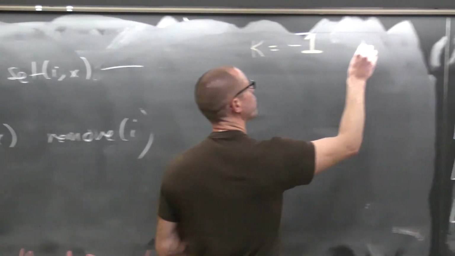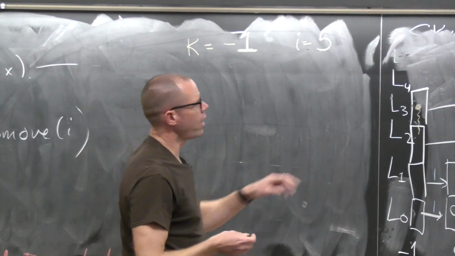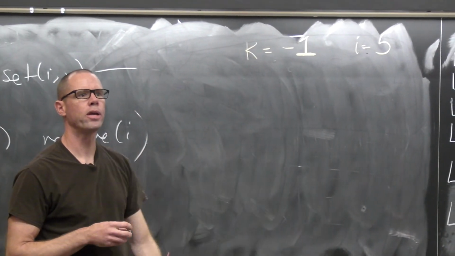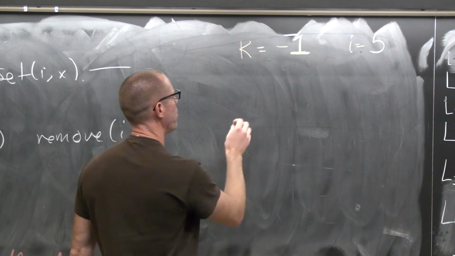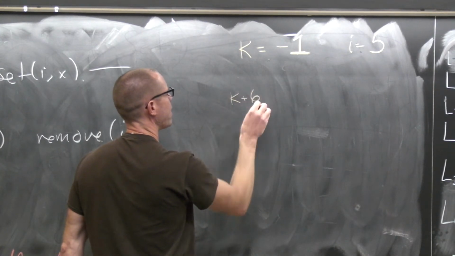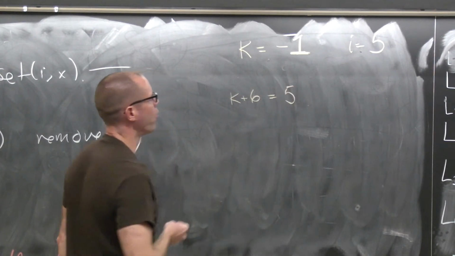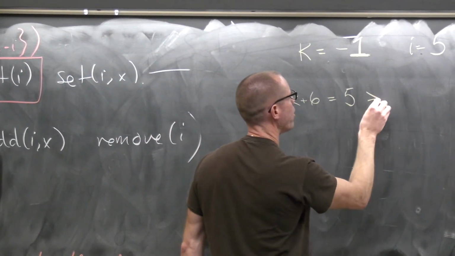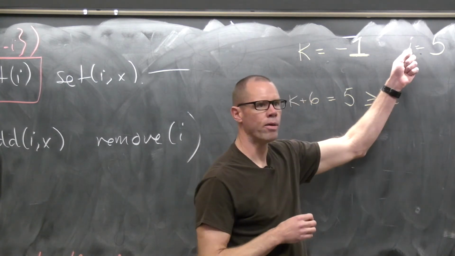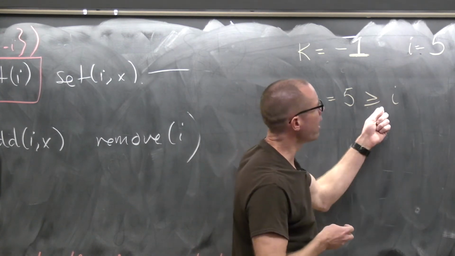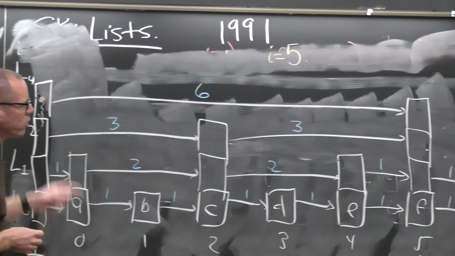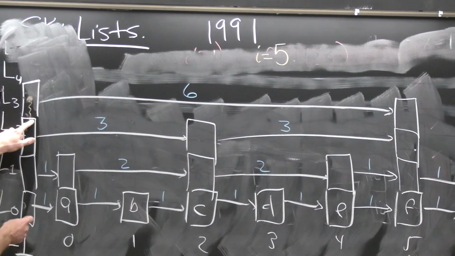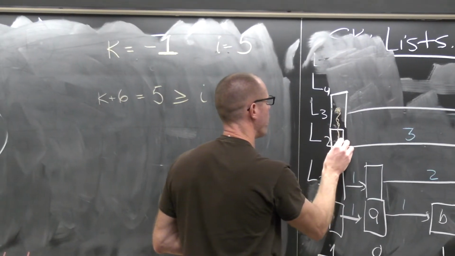I'm trying to get to I equals 5. I can cross an edge whose length is 6. I'm at index minus 1, so what index is at the other end of that edge? Yeah, 5, right? Because k plus 6, in this case, is equal to 5. Now that is bigger than or equal to I, the value I'm looking for. So that tells me that the thing to the right is too far. This would either reach the thing I'm looking for or overshoot it, so the search path should go down. So the search path goes down.